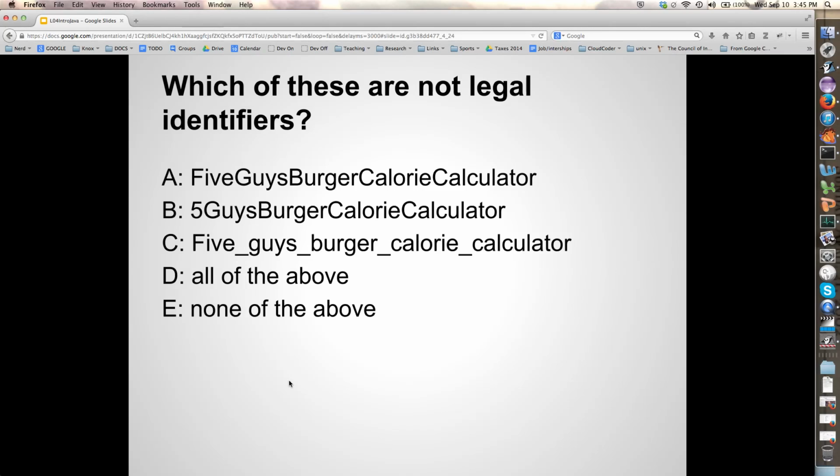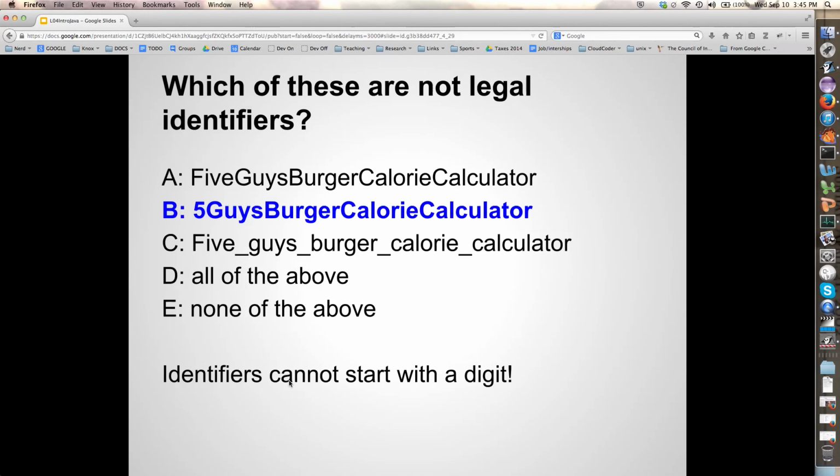And then when you're done, come back and continue playing the video. We'll go over it. So, did you come up with B? If you came up with B, you are correct. An identifier can't start with a digit. It can have a digit in it, but not as the first character.